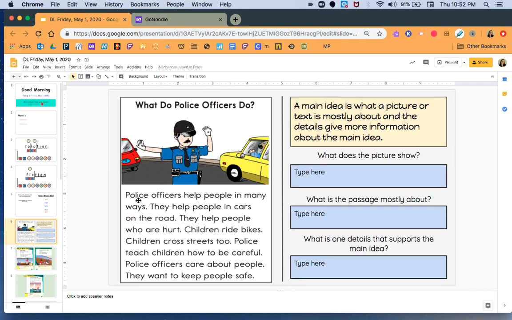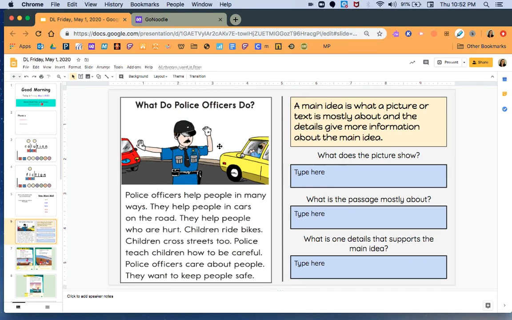Here I go. Police officers help people in many ways. They help people in cars on the road. They help people who are hurt. Children ride bikes. Children cross streets too. Police teach children how to be careful. Police officers care about people. They want to keep people safe.